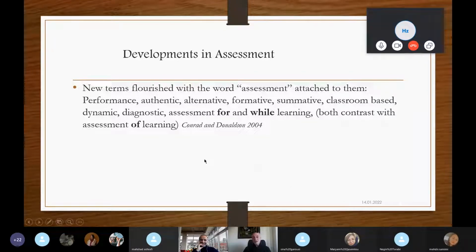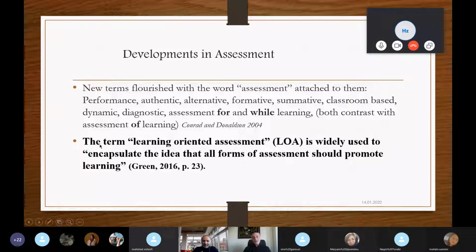Most of them are not assessments. Summative is not assessment. Performance is not assessment. Performance is like an oral interview. Through an oral interview, you collect information about the speaking knowledge of people.